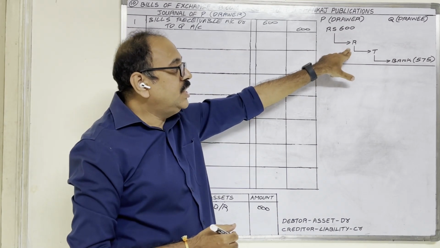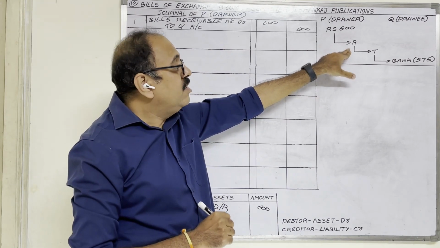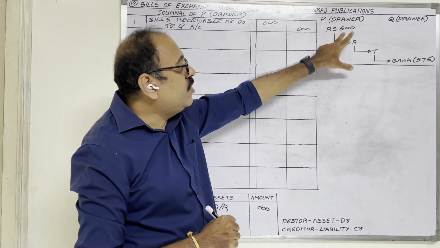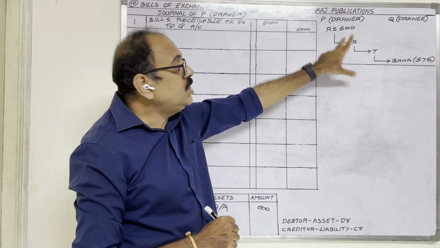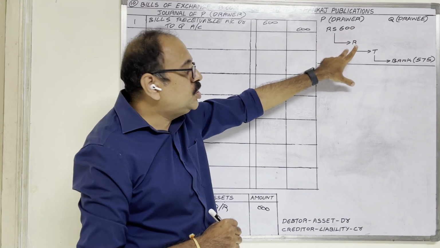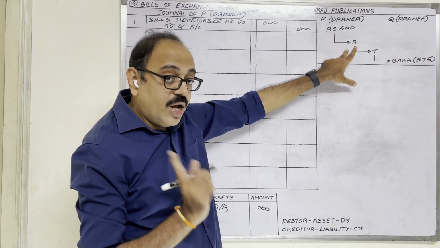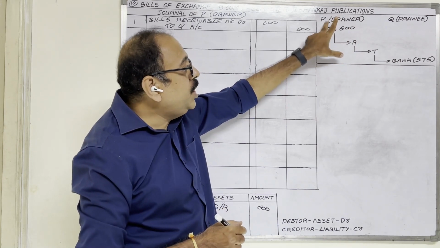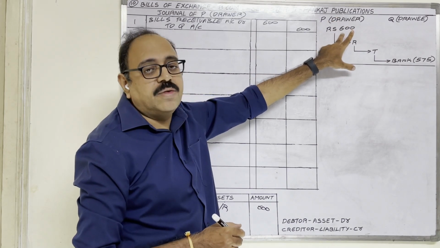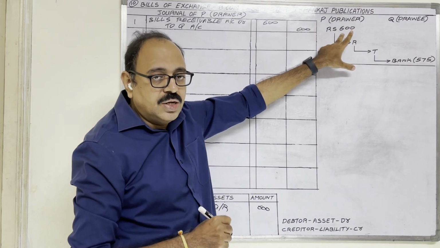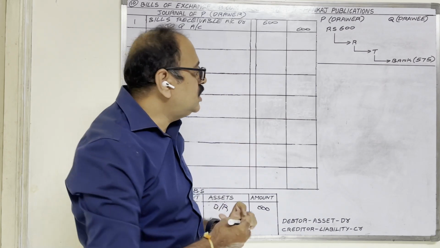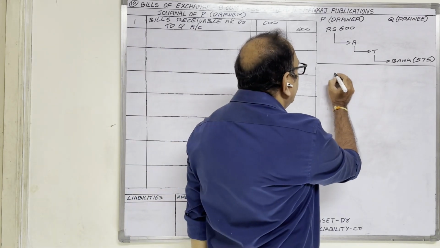To understand this entry, first we should see why P is giving a 600 rupee bill to R. Because P has to pay 600 rupees to R. Why? Once, P purchased goods from R on credit. Purchase value 600. So for purchases, what is the journal entry in P's books?